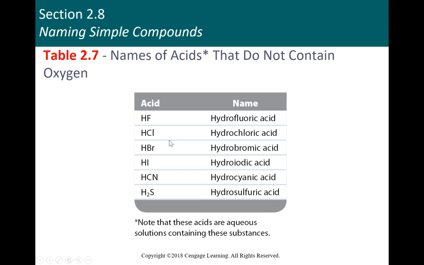So these acids listed in this table don't have oxygen in them. All of these anions end in -ide, so we're going to put hydro and -ic. So this is hydrofluoric acid, hydrochloric acid, hydrobromic acid, hydroiodic acid, hydrocyanic acid. Notice this is a polyatomic ion but doesn't have oxygen, so it's hydrocyanic acid. And this one does have multiple hydrogens, but that makes no difference. This is just called hydrosulfuric acid, and this is different than sulfuric acid. Hydrosulfuric is very different.